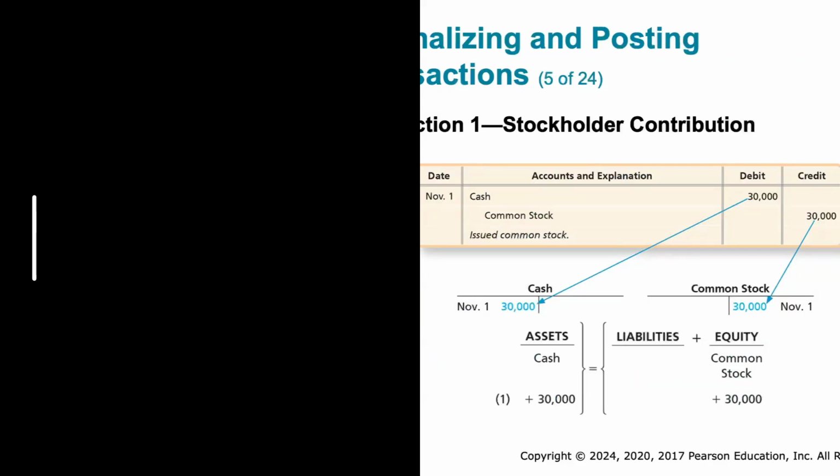So stockholder contribution. Once we have entered our journal entry, we will move these over to our ledger. We have a $30,000 debit for cash. So we go to the cash account in the ledger and we put it on the left side, November 1st, $30,000. And then we have a credit of $30,000 of common stock. When we go to the common stock, we go to the right side and we put $30,000. So an asset, $30,000 cash, and then common stock, $30,000 credit, and that's going to go on the right. So left and right, cash and common stock.